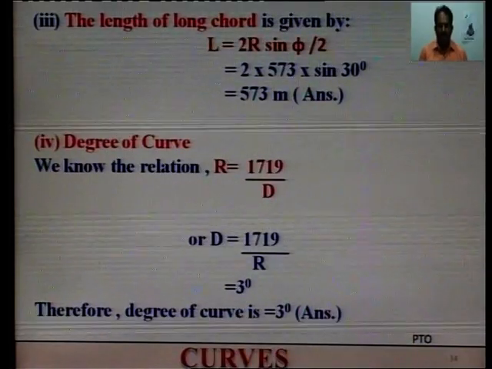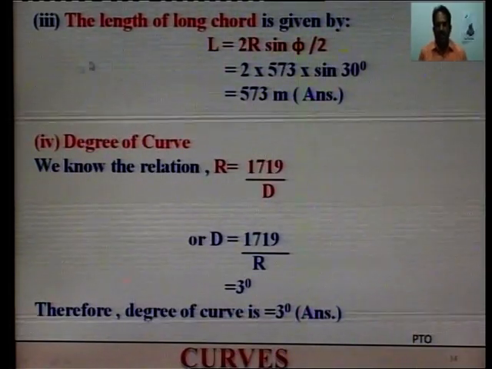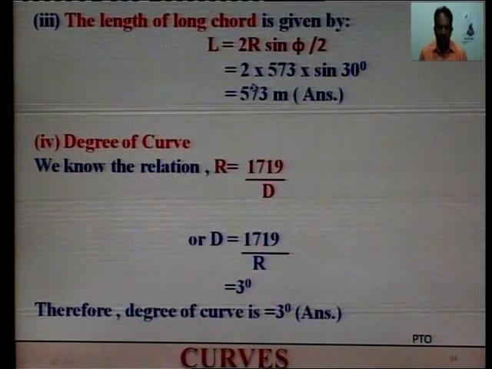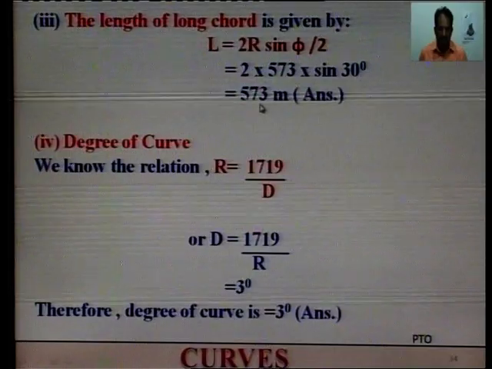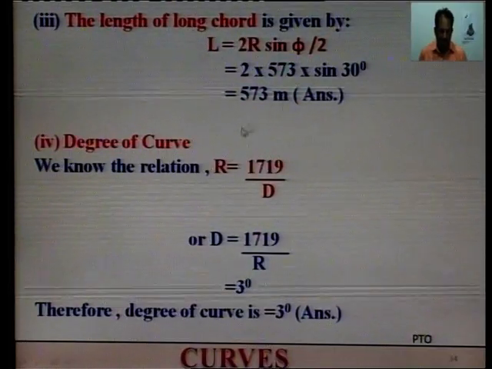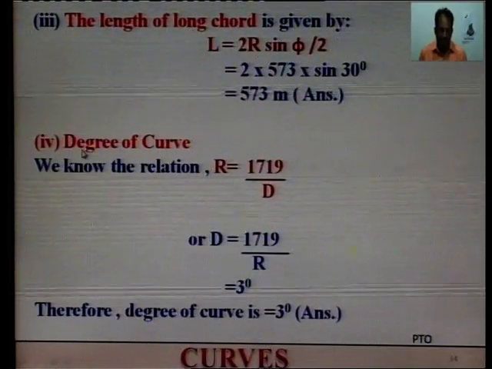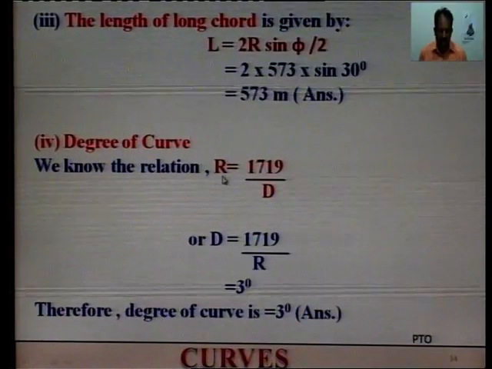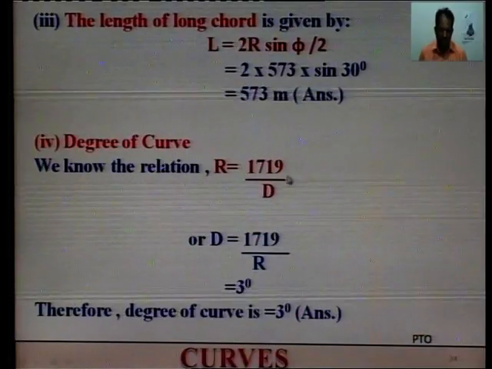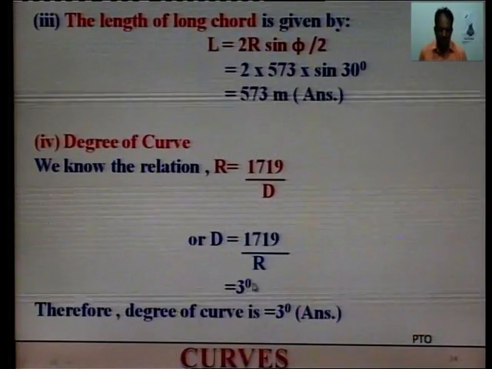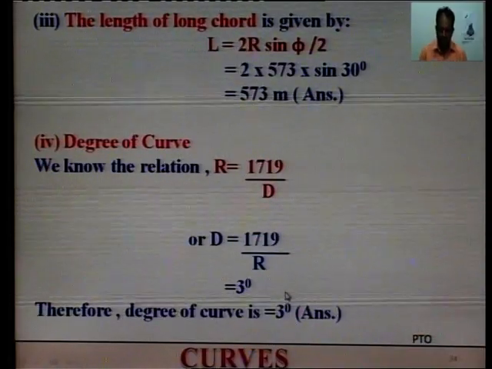The length of long chord is given by the formula 2 R sin phi by 2. So, we know R, we know phi, and it comes out to be 573 meter, and we know the relation between degree and radius of the curve. R is equal to 1719 by D, which is the exact relation. So, 3 degree comes out to be the degree of the curve.